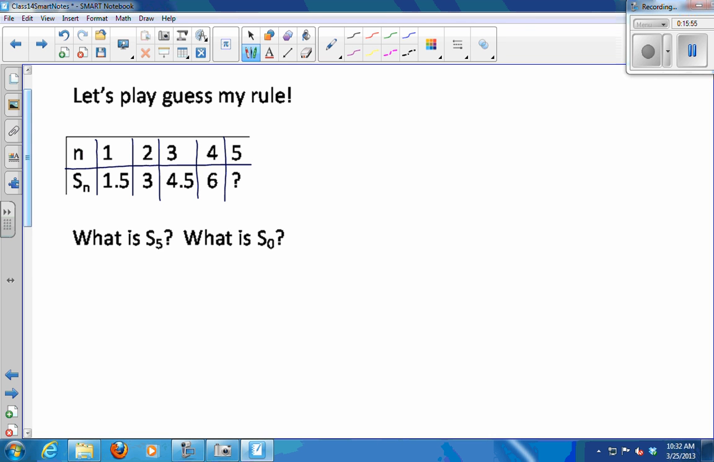Okay, great. So you are looking at the interaction between the two terms now. So you're looking at the n, and you're saying if you add n to half of itself, you get this, right? So n, which is 1, plus half of 1 is 1.5. 2 plus half of 2 is 3. 3 plus half of 3 is 4.5. Good. So S sub 5 would have to be 5 plus half of 5. 5 plus 2.5 is 7.5.